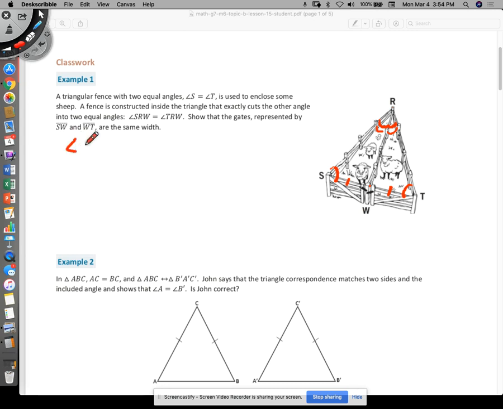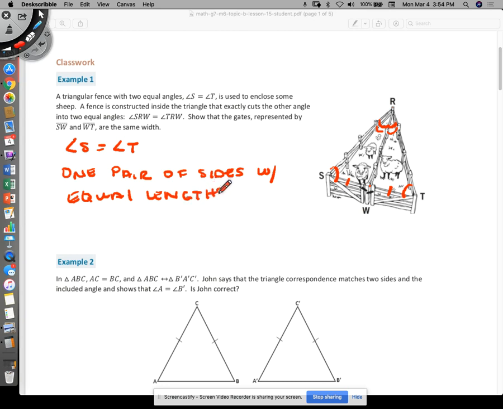So we're going to say, we know that angle S equals angle T. So therefore, one pair of sides with equal lengths. All right, so we have two angle measures that are confirmed, and we also have two sides that are confirmed with equal lengths. And then with that all confirmed, we can say that these two angles back here are equal. That's all they want you to put.